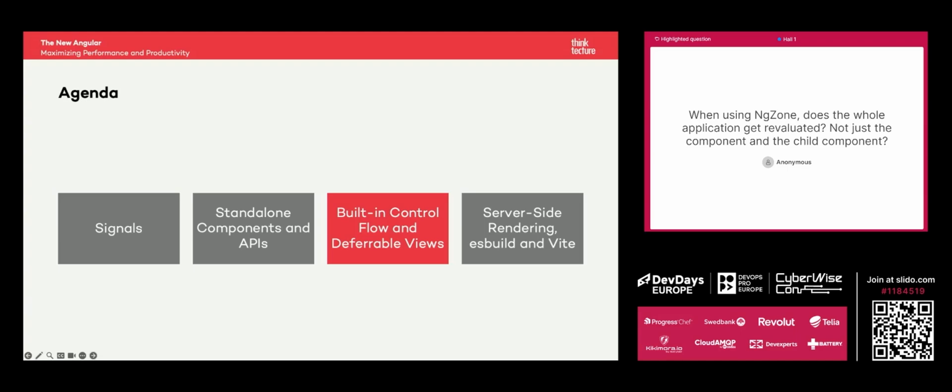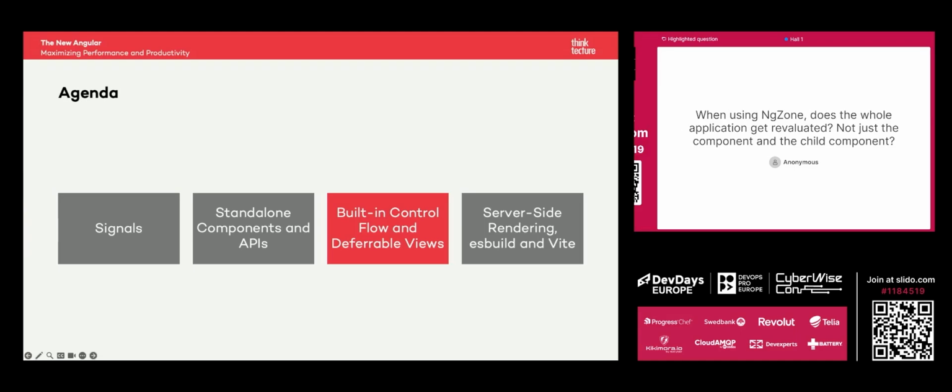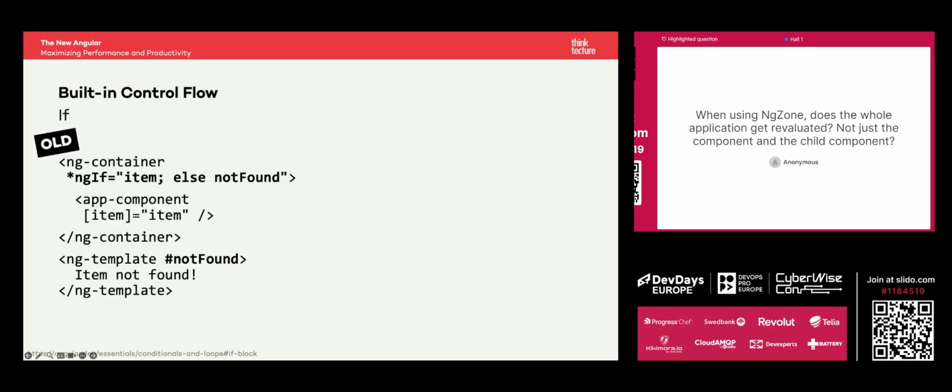Cool. Next talking point is the new built-in control flow and deferrable views. On the left-hand side, the old version, so there's this asterisk ngIf, and it's a great example actually, right? Because it shows how convoluted that syntax is and how ugly. If we have this else case where you want to show something different, then we need this ng-container around the ngIf, and then we need an ng-template. Why actually? Have this template reference and then reference that in the else part of the ngIf. Explain that to a beginner.